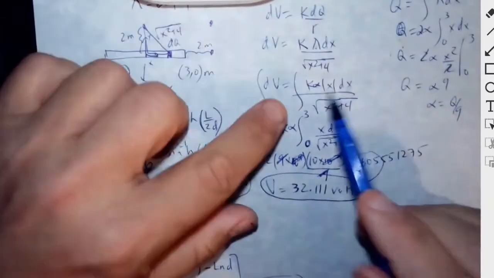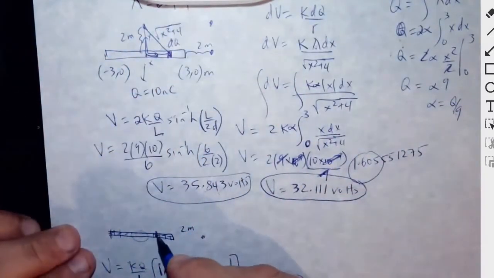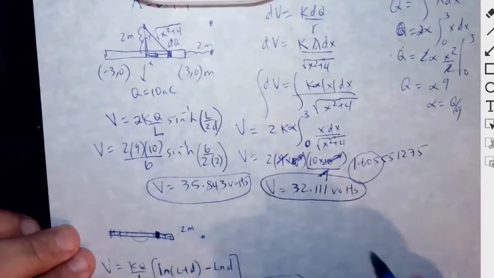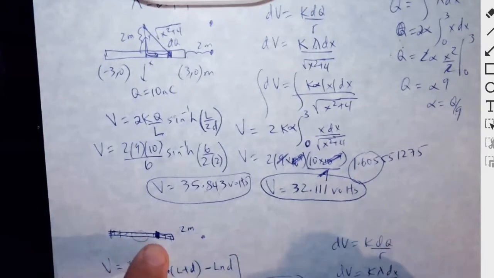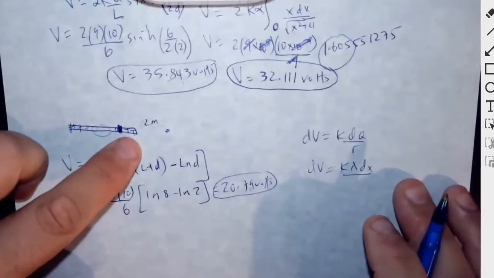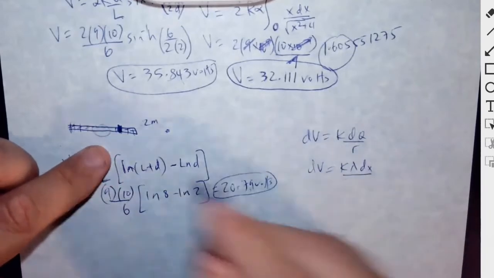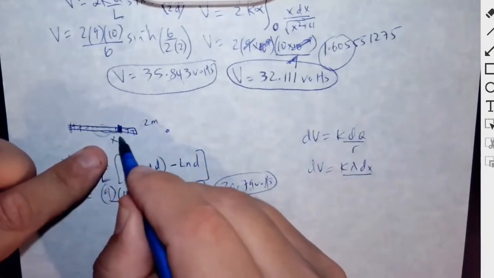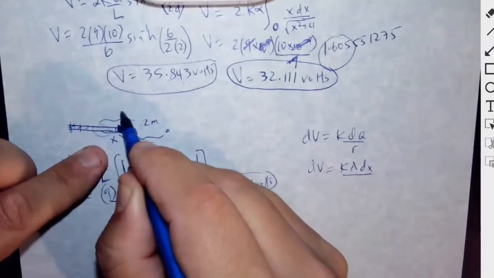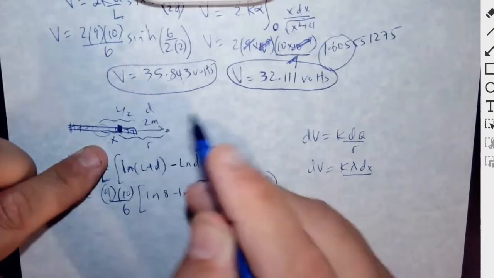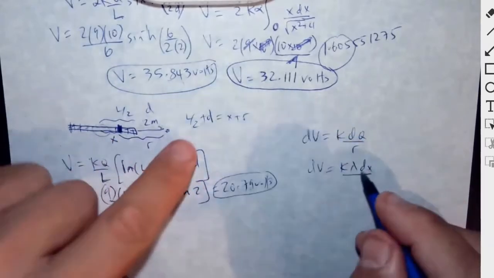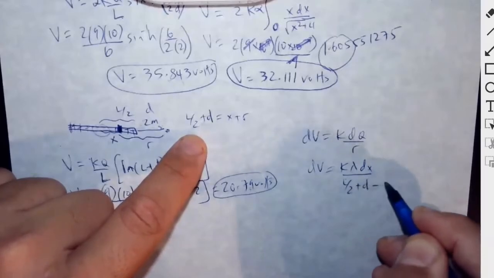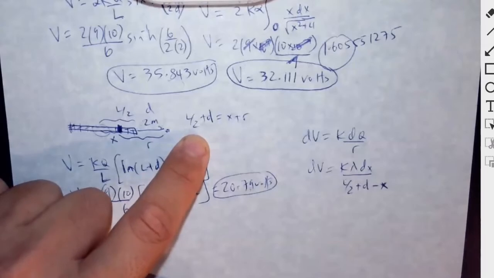Okay, so then how do we set up this integral? We take a piece here, and then dV is going to be k dq over r, k lambda dx over r. We've done that several times, right? What's the r in that situation on the side? From here to here is x, from here to here is r, from here to here is L over 2, from here to here is D. So we say L over 2 plus D is x plus r. So r is L over 2 plus D minus x. So that's kind of the pattern always on the side.